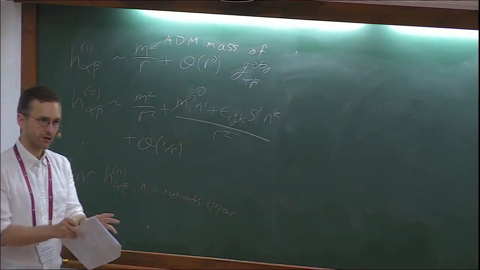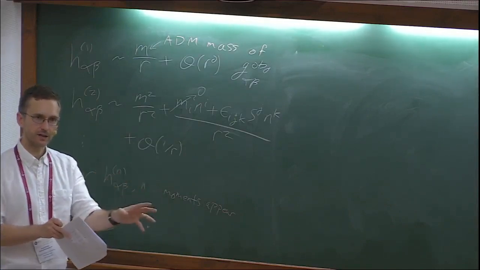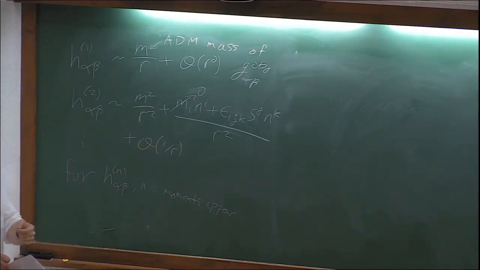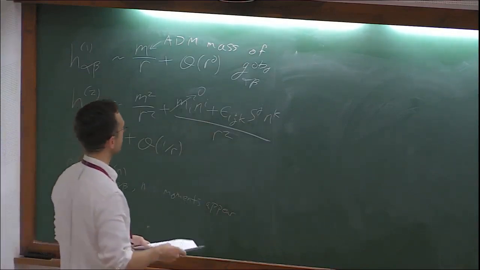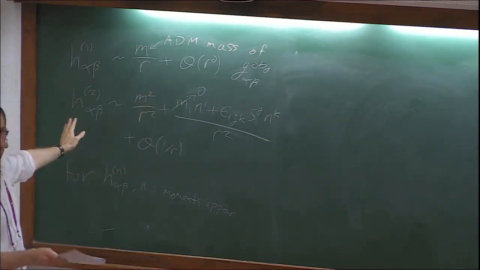So at that order, you would then need to do a more complete matching, where you actually solve the inner expansion up to sufficient order in order to find out what is the quadrupole moment corresponding to a particular equation of state, say if you have a neutron star. But for us, all we care about is we've got some multipole moments that appear in H1 and H2. That's all we need to know.